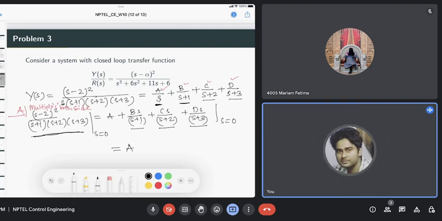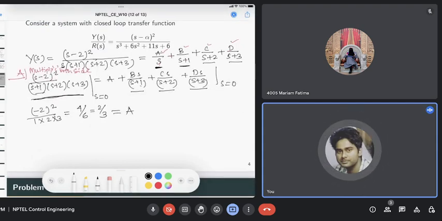So when s equal to 0, it will be what? Then minus 2 square by 1 plus 2, 1 multiplied. So this will be 1, this will be 2 and 3, so it will be 4 by 6 or equal to 2 by 3. So we find a equal to 2 by 3. We will then use this approach for the other coefficients also. So for b, what we will do? Then we will multiply this factor, right? Because then we will have the b term there.